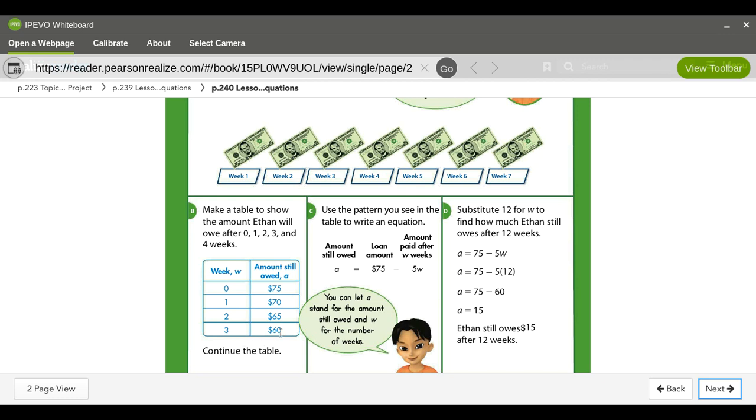75 minus 15 is going to give me 60. 2 times 5 is going to be 10. 75 minus 65 gives me 10. 1 times 5 is 5. 75 minus 70 gives me 5.